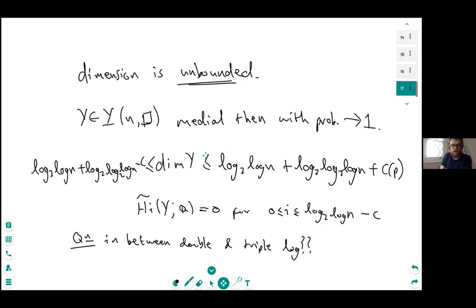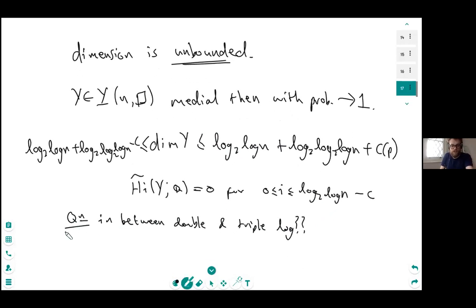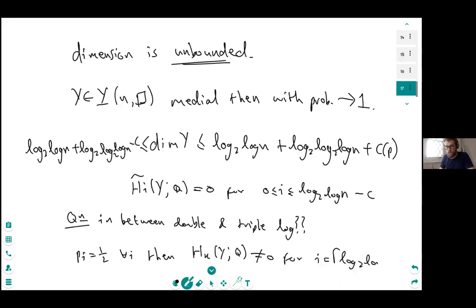So I can say that in the easy case, if p_i is a half for all i, then the first homology above this range doesn't vanish. So H_k for i equals this log two log n plus one. So it's homologically trivial, trivial, trivial, and then potentially non-trivial. In a simple case it is non-trivial, but in general it's not clear.